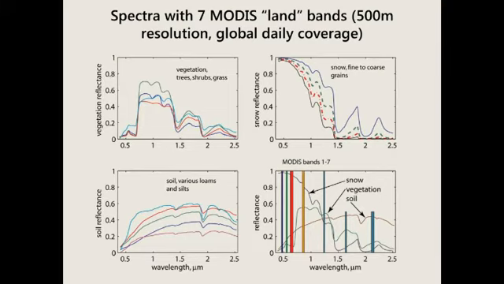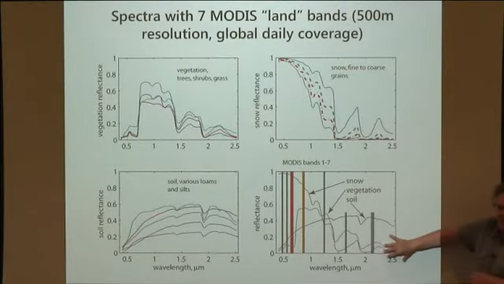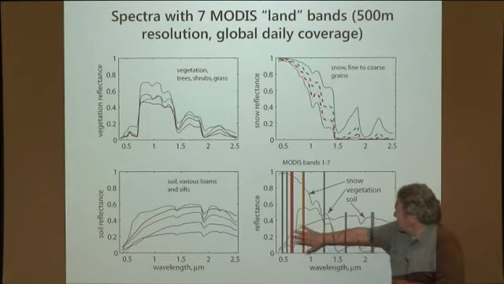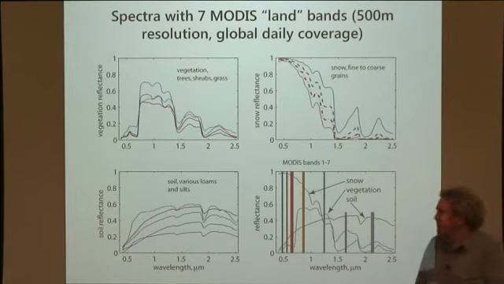And here, what we do is we take advantage of the position of the MODIS bands. MODIS has 36 spectral bands. Some of them are at 500 meters, 2 of them are at 250 meters, and then the rest are at 1 kilometer. But these 7 bands in this part of the spectrum are usually what is called the land bands.